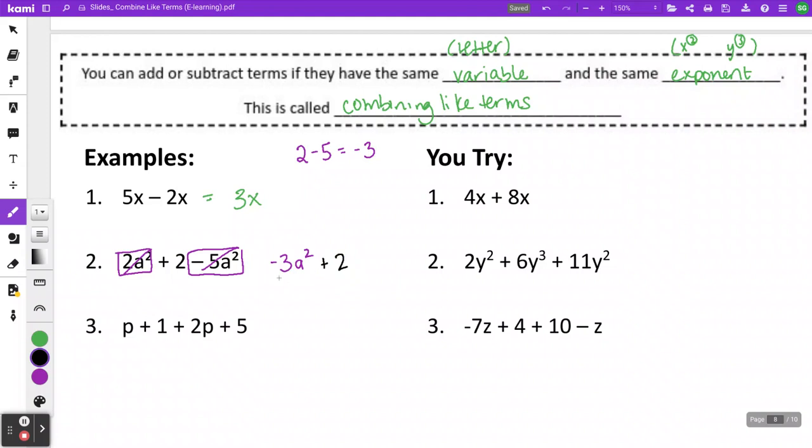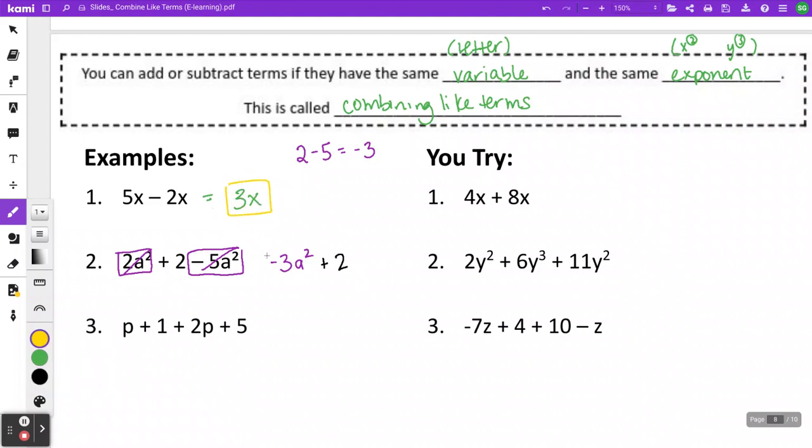I've got this expression here. If I look and see, is there any other math I can do? Can I add these together? You may want to, but we can't because they don't have the same variable. They both don't have a's, and they don't have the same exponent. This is a squared, and this has nothing. So this right here is my final answer.